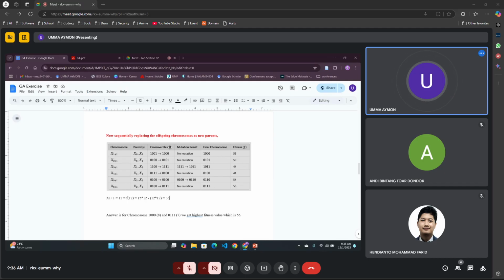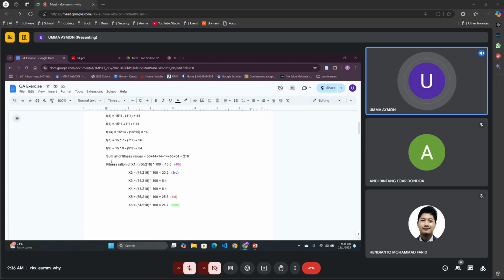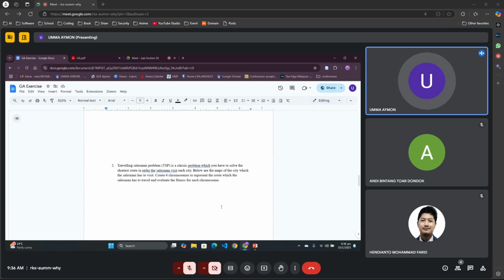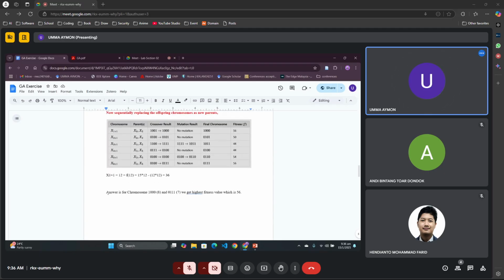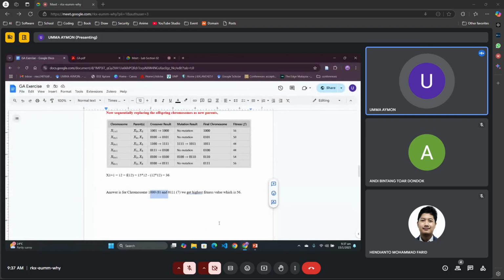15 into 12, yeah, 36. So using the same function f of x, we calculate all the fitness of the chromosomes again, and after doing this, we will get that 1000 and 0111 have the highest fitness values. That's the answer, which is also given here: 7 and 8 are the optimum numbers for f of x equals 15 minus x square. So this is the first one.